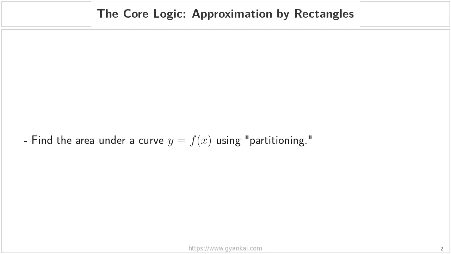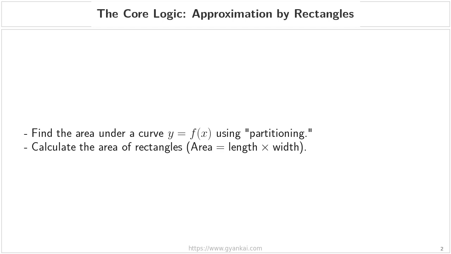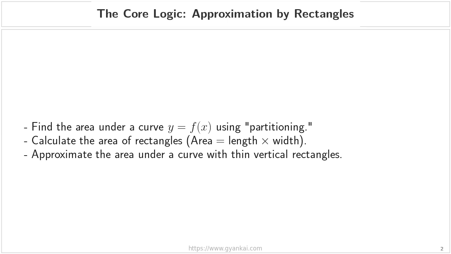process called partitioning. Think about it this way. If you have a shape with a curvy top, you can't use a standard formula like you would for a square or a circle. So, instead, we break that area down into simpler pieces. We use thin, vertical rectangles. As you know from basic geometry, the area of a rectangle is simply length times width. At first, if our rectangles are quite wide, they won't fit the curve perfectly. There will be gaps or overlaps where the rectangle sticks out above or below the line.